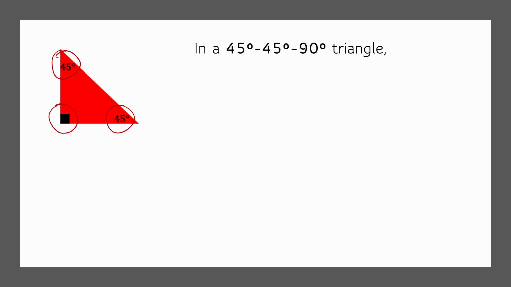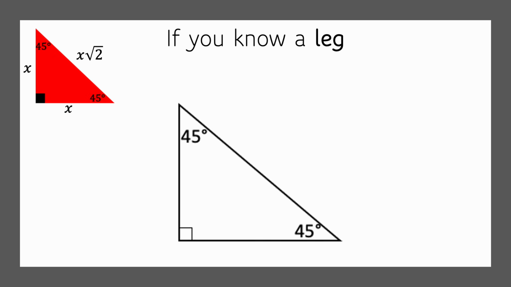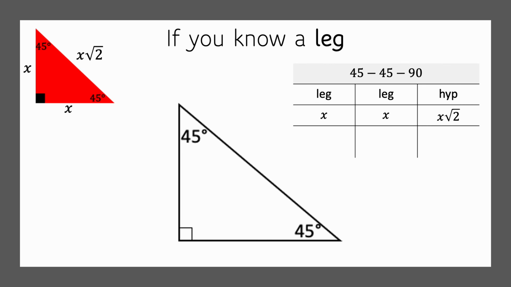In a 45-45-90 triangle, the two legs, labeled there as x, are congruent, and the hypotenuse is root 2 times the length of the leg. I have here a 45-45-90 triangle and a table to help me keep track of the sides. In the table, I have two legs listed, both labeled x, and the hypotenuse labeled as x times root 2.